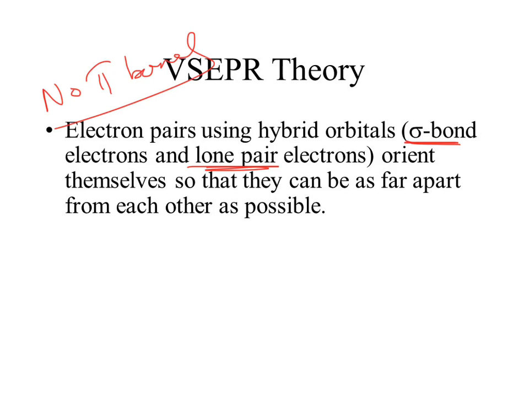So actually, no pi bonds give shape. In the final Lewis structure, you count pi bonds, but they don't give shape. Okay?